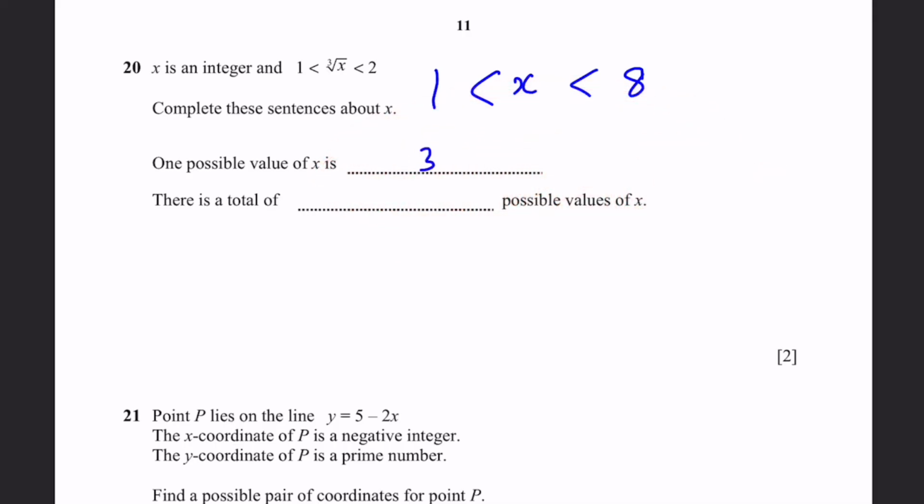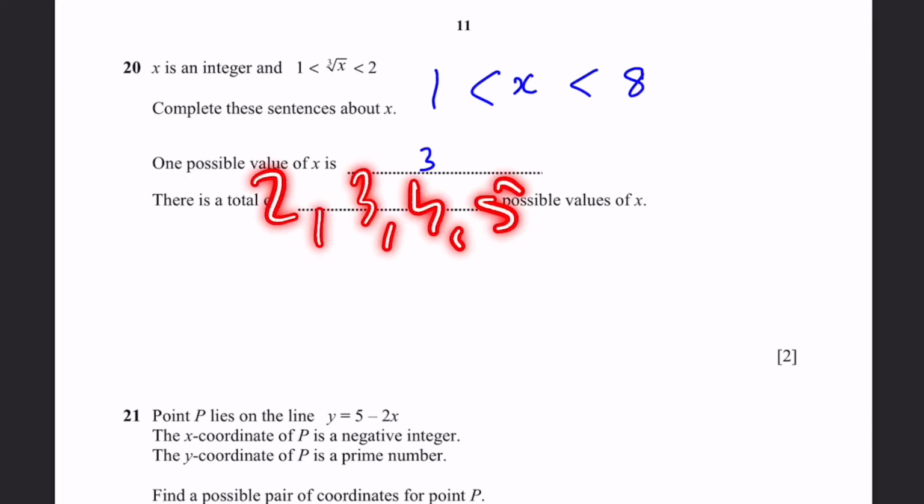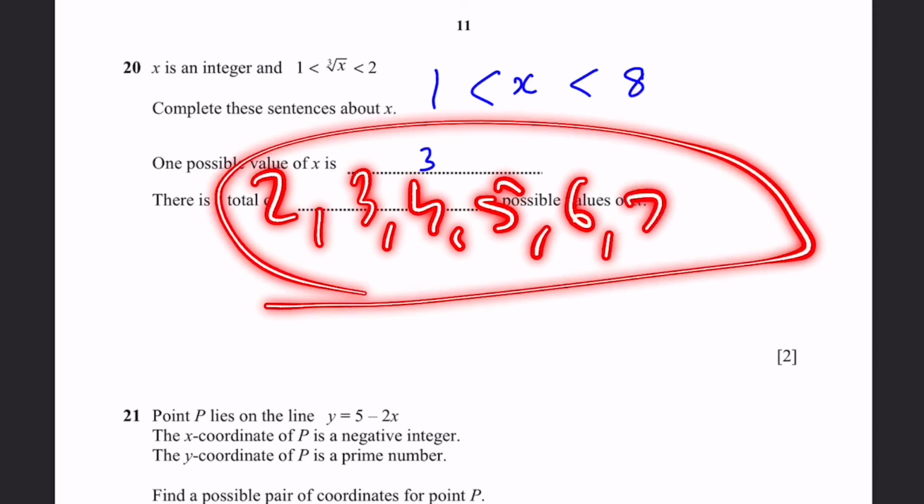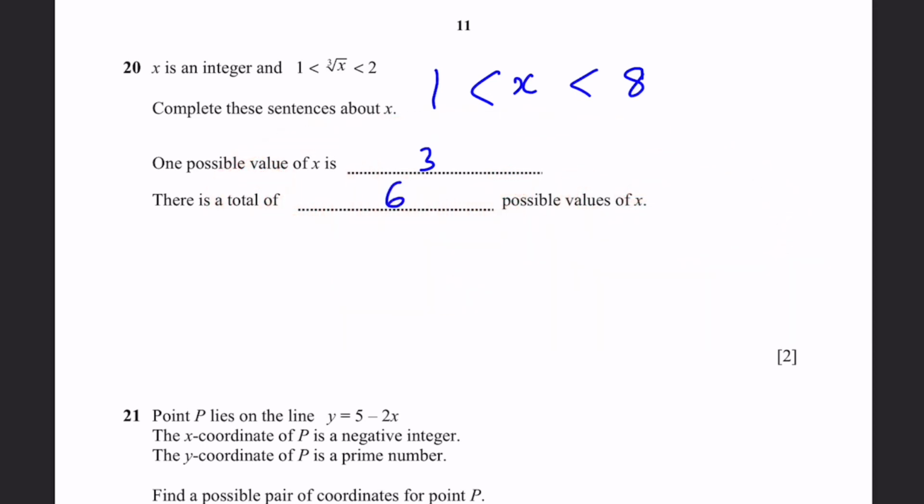I'll just write 3. Now there's a total of dash possible values of x. 2, 3, 4, 5, 6, 7. As I said, these are 6 values. So there's 6 possible values of x, and that's our answer.